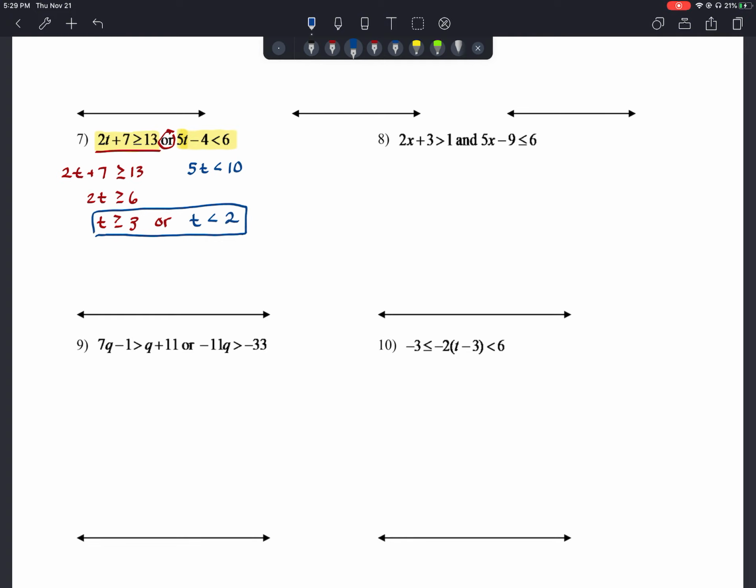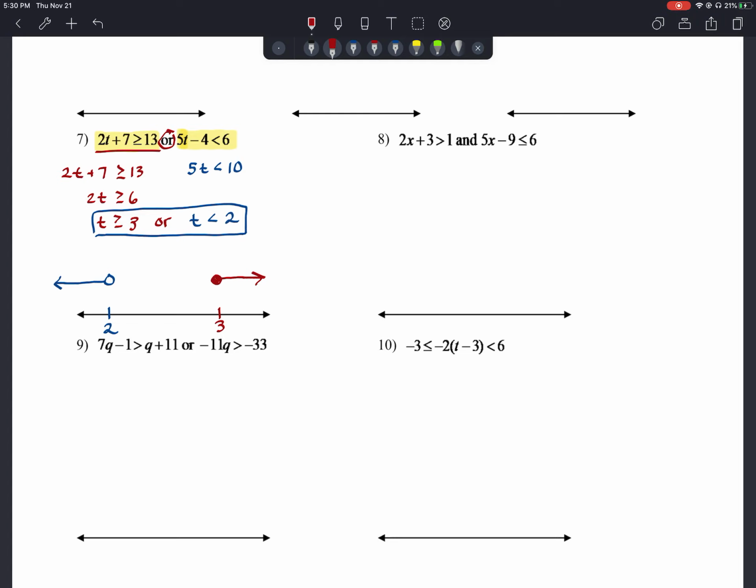This is what we're going to graph. So let's take it here, and we're going to say 2 is less than 3. So we're going to put it on the left side, and then we're going to put 3 on the right side. When we take our t is less than 2, that's going to be an open circle that goes to the left. And when we do our t is greater than or equal to 3, we're going to do a closed circle, and it's going to go to the right.